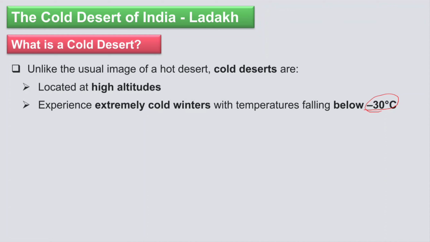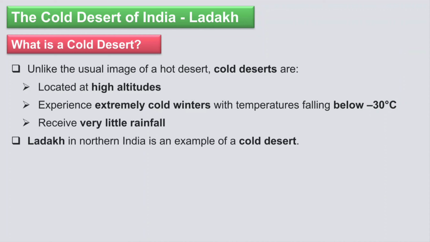Okay, usually in a desert what do we find? We find sand, isn't it? Sands are there. But here you will find mountains, high altitude mountains, and it is very, very cold. Okay, and the temperature falls up to minus 30 degrees Celsius also, and they receive very little rainfall. Okay, we will find very little rainfall here, and that is why life is a little difficult and vegetation doesn't grow properly there. It is very dry.